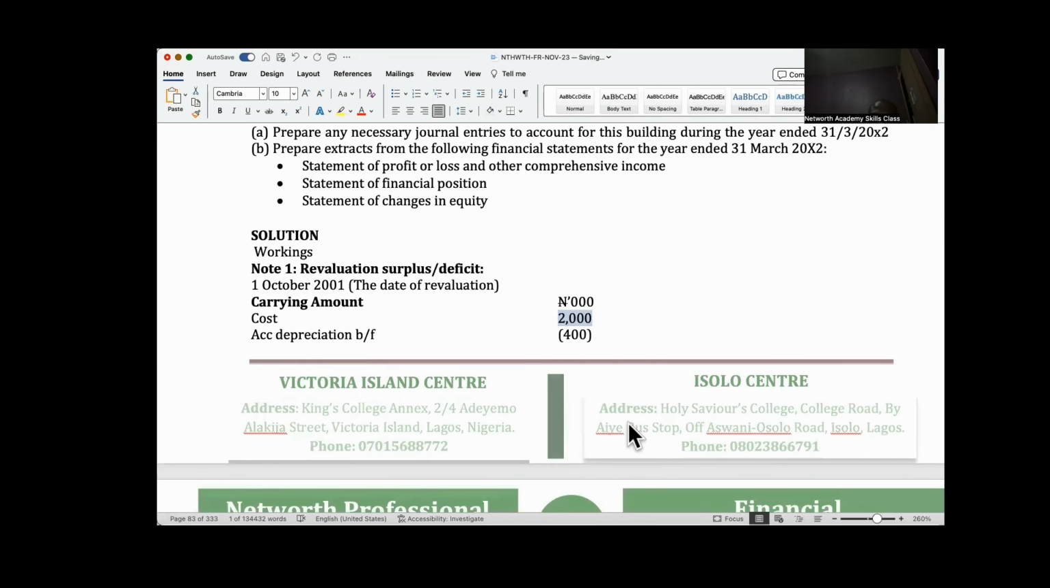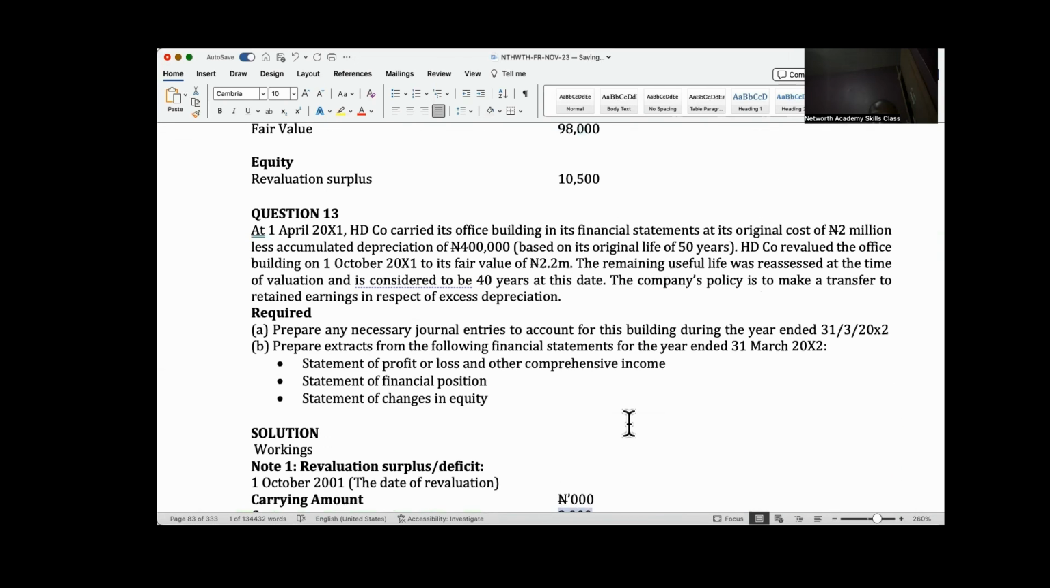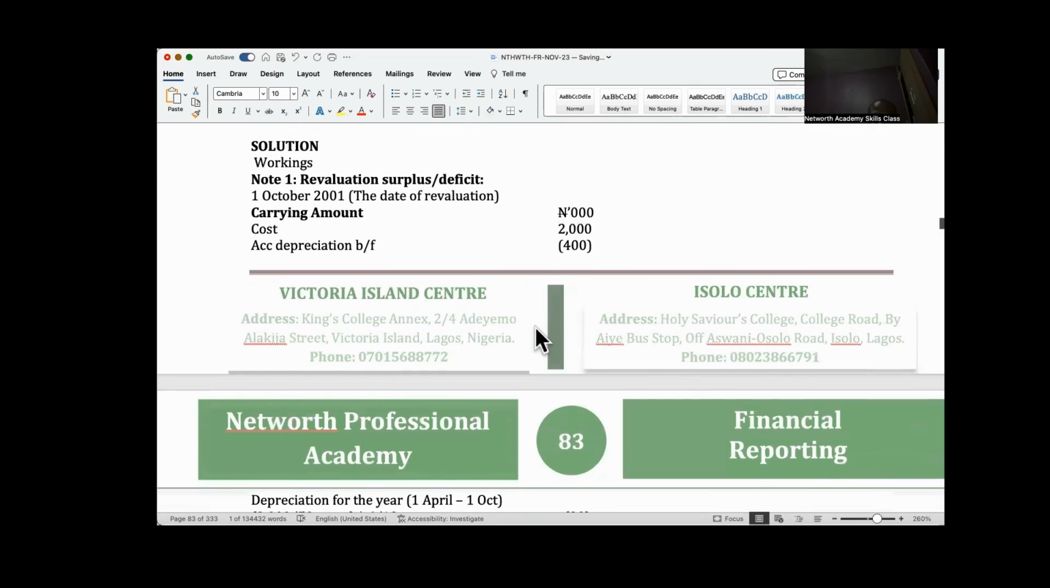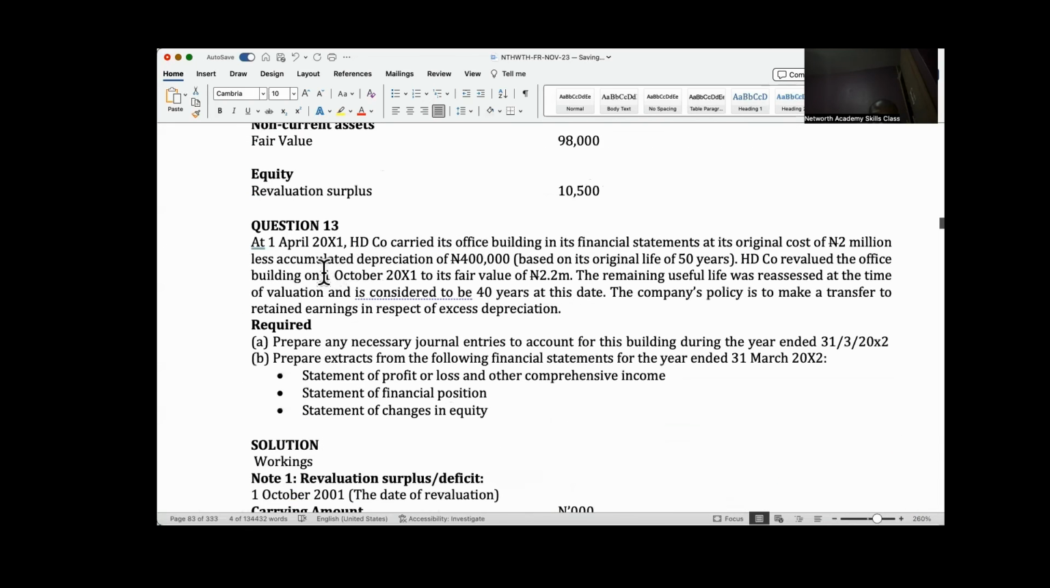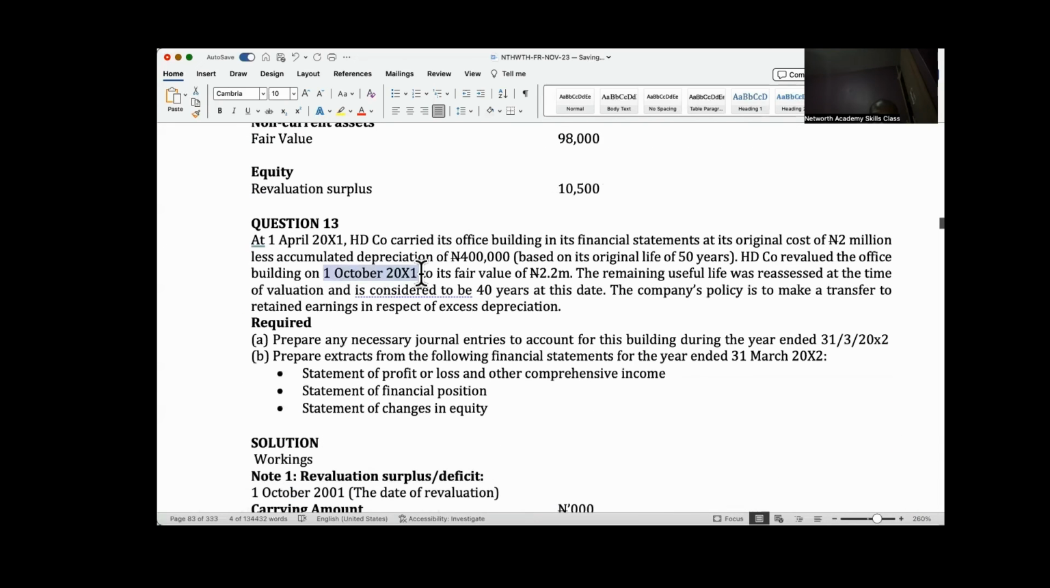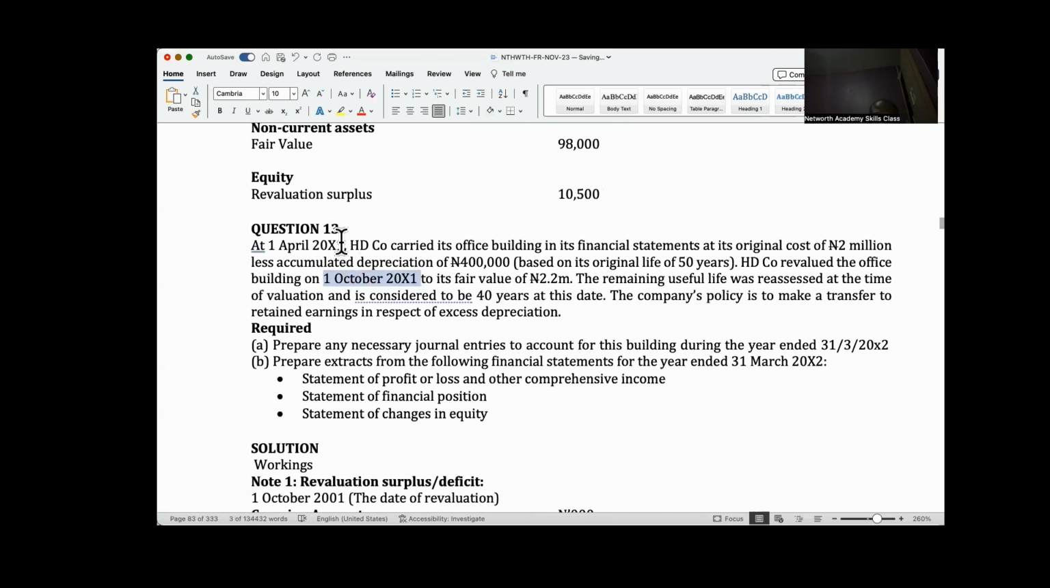I deduct my accumulated depreciation. However, they have already given me accumulated depreciation till 1st of April 2001, which is 400,000. So I have my accumulated depreciation brought forward, 400,000. However, the date of revaluation was 1st October 2001. So I need depreciation from April 2001 to 1st of October 2001. That's 6 months because April, May, June, July, August, September, that's 6 months.